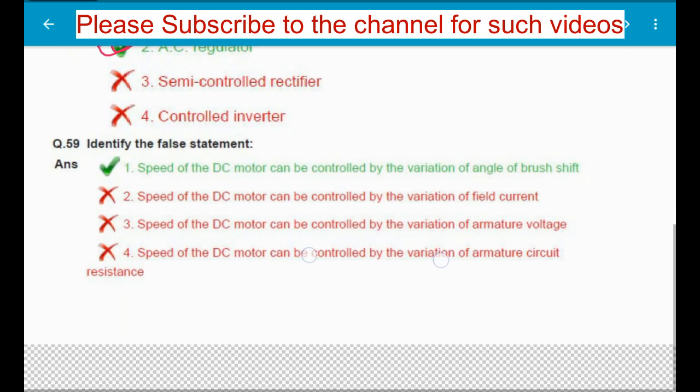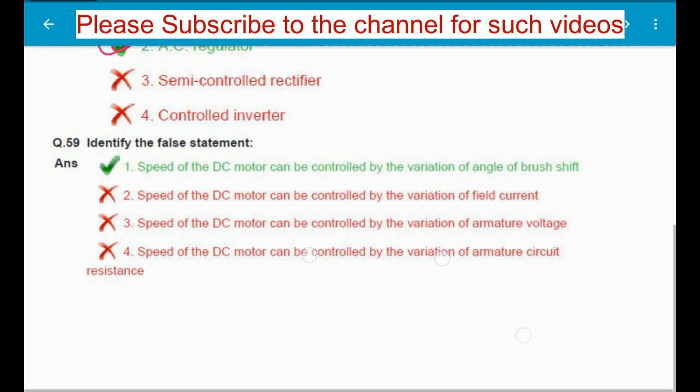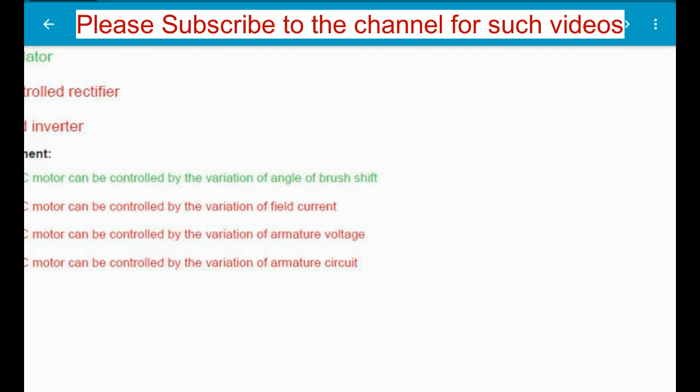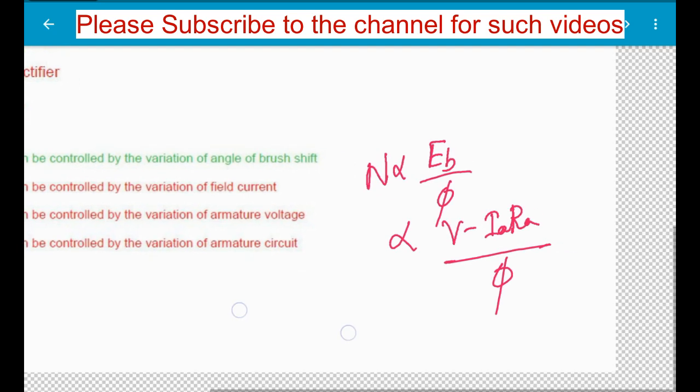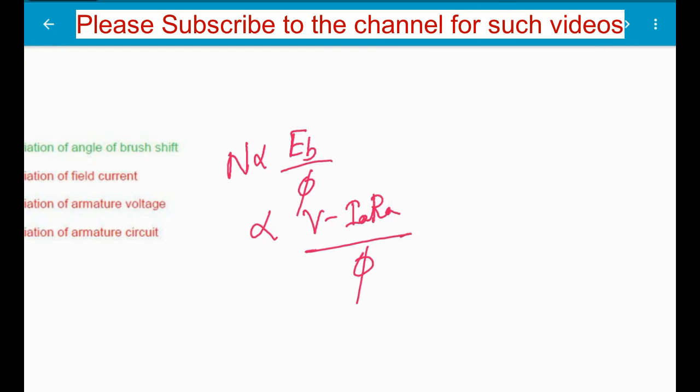Identify the false statement. Speed of a DC motor can be controlled by the variation of angle. So here, in case of a DC motor, N is directly proportional to EB by phi. EB is the back EMF. EB can be represented like V minus IA RA, by phi. So what can we vary? Here we can vary phi, RA and IA RA. So there are three ways to control the speed of a DC motor.